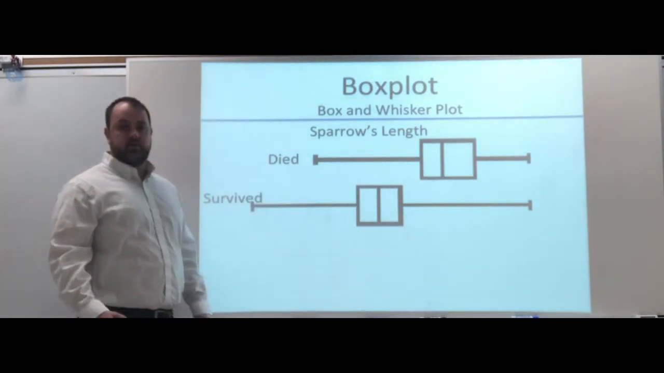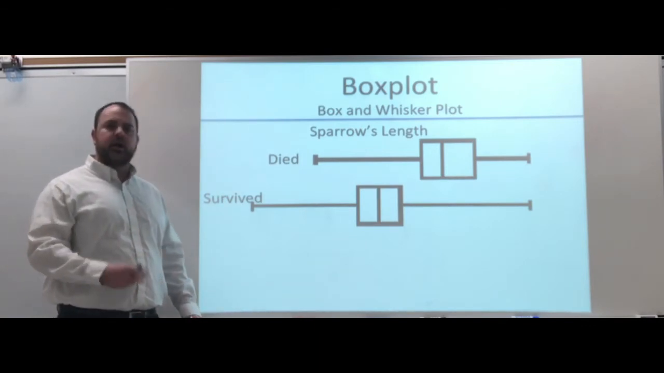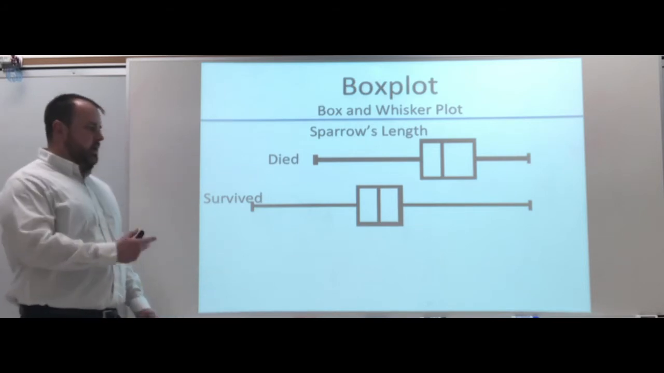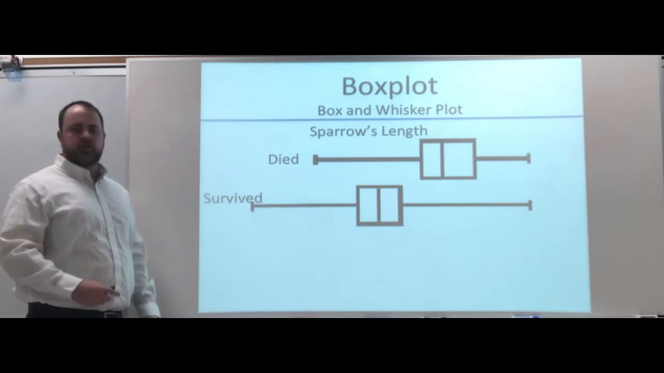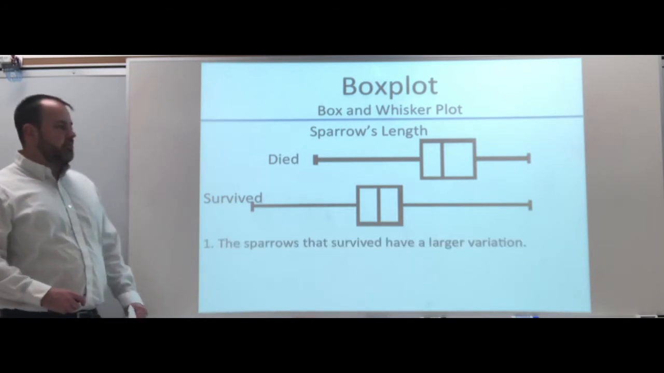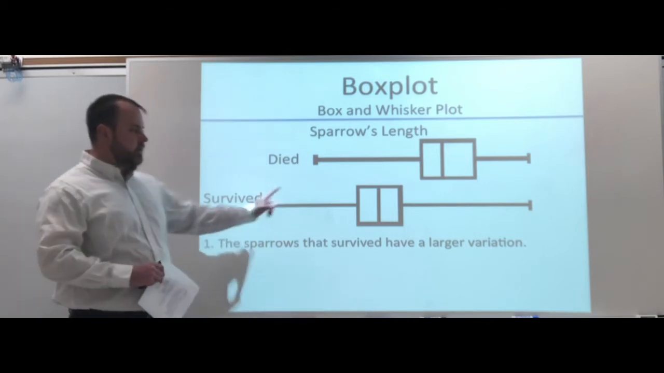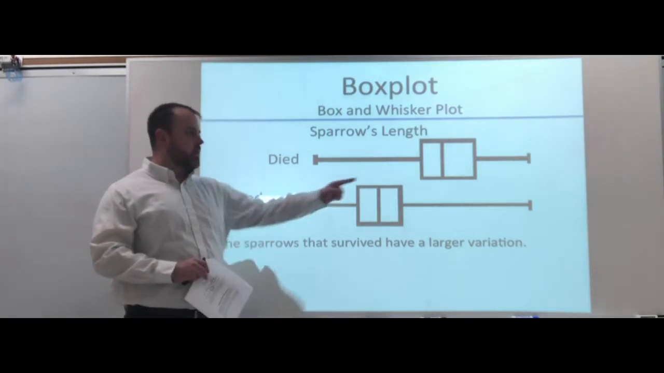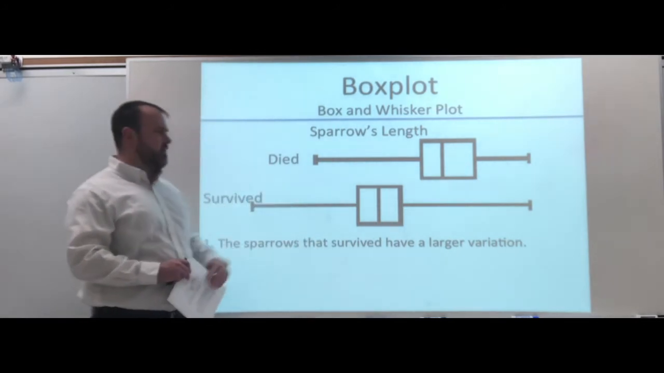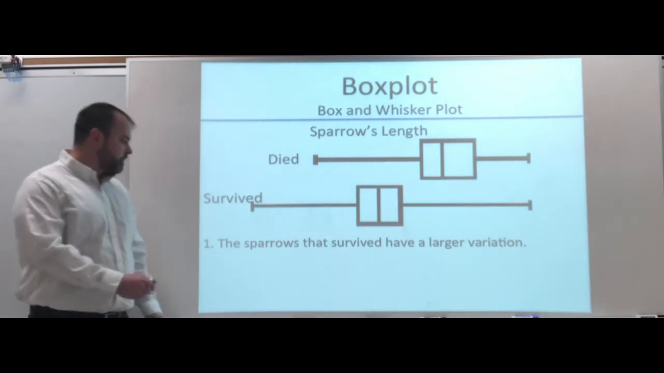So we're going to make some general statements. Okay? If I ask you to describe a box and whisker plot, 2 things you have to describe are your spread and your center. Okay? So some different things you can say here, and people might describe them a little differently. The sparrows that survived have a larger variation. We can see that. Okay? The ones that survived, max and mins, excuse me, are farther away from each other. Okay, the ones that died are a little more consistent. I'm not going to say greatly consistent, but a little more consistent.